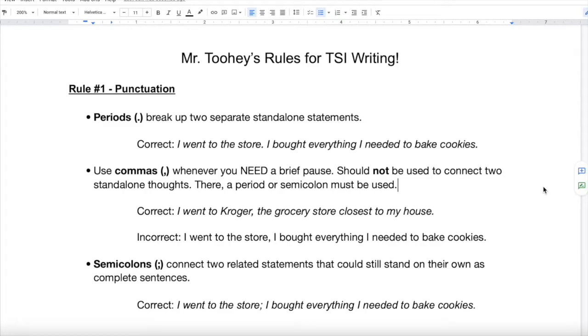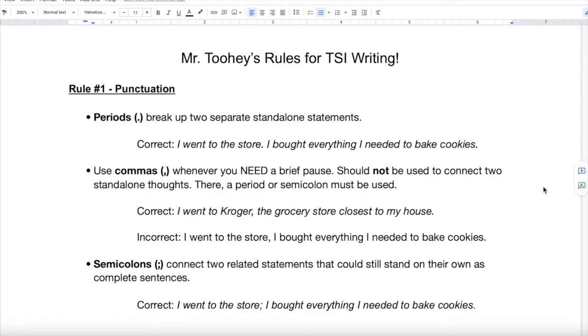Does that make sense, Francisco? Yes. Okay. And the same thing with the second part there. I bought everything I needed to bake cookies. It stands by itself. Okay. If I just said, everything I needed to bake cookies. Okay, well, what about everything you needed to bake cookies? What about it? Right? That wouldn't stand alone. But if you say, I bought everything I needed to bake cookies, that's a complete thought. Okay? So just ask yourself if that can stand alone, right?